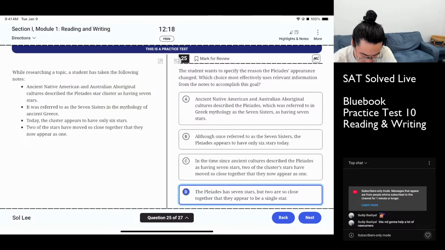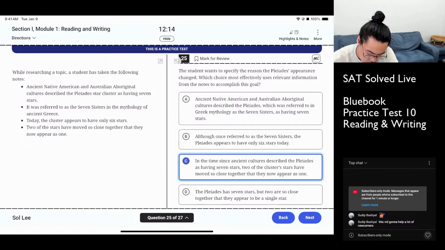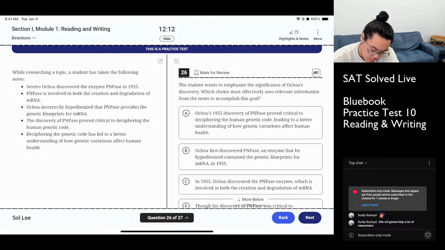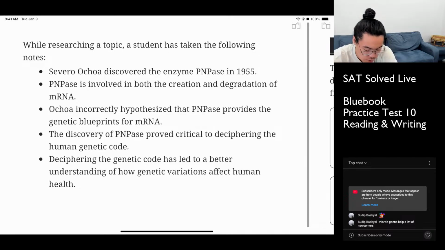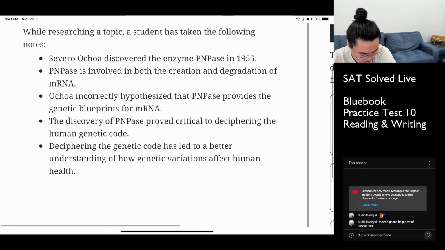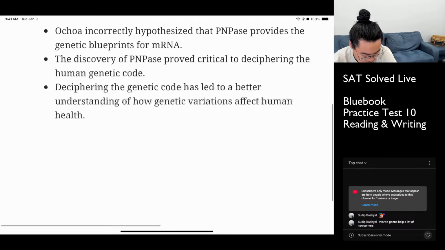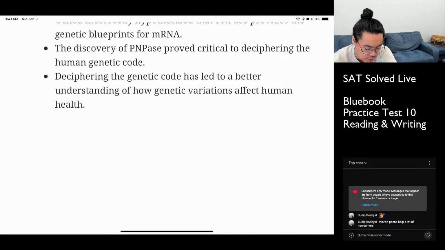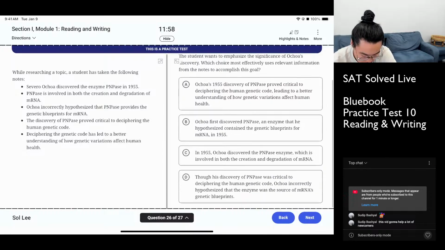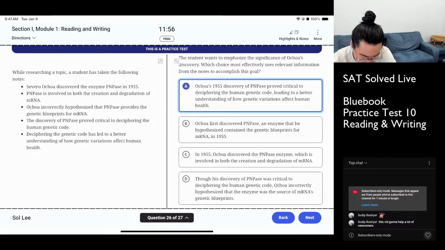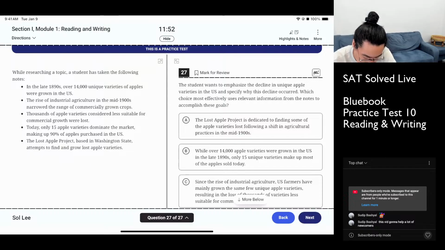The reason it changed, that doesn't emphasize the change. This emphasizes the change. So it has to be C. The significance of Ochoa's discovery, discovering PNPase, was critical for deciphering the genome, which helps with understanding health. Proved critical to deciphering the human genetic code. That's exactly what I predicted. Let's move on.